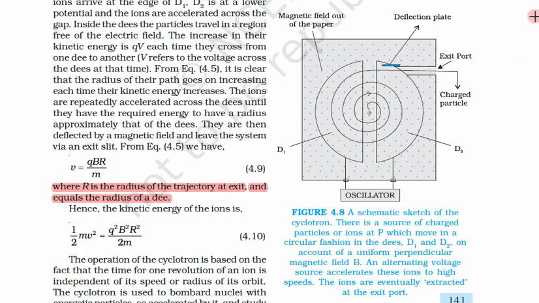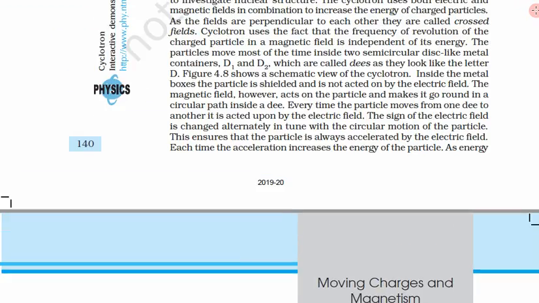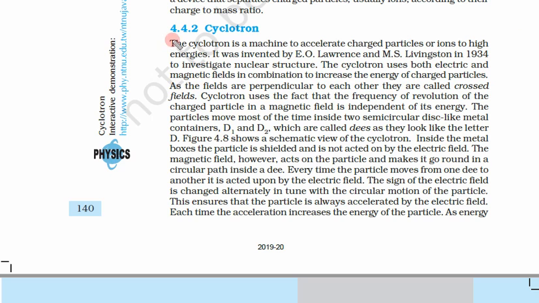So now let us understand what a cyclotron is. Again I am saying, this is very important. This is one of the most important questions of class 12th, because every year at least 1 or 2 questions come on this topic, as 3 or 5 marks questions. The cyclotron is a machine to accelerate charged particles. So the first thing is that this is for accelerating charged particles or ions to high energy.